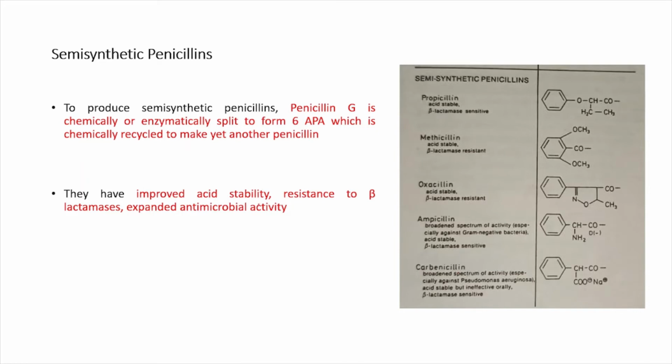Now, there are some semi-synthetic penicillins. What is the difference between biosynthetic and semi-synthetic penicillins? The biosynthetic penicillins are fully produced within the cells of the fungus, Penicillium chrysogenum. Semi-synthetic, as from the name, means half of it is synthesized biologically by the fungus and the other half is made artificially. That is why it is called semi-synthetic. They are actually derivatives of natural penicillins, or derivatives of 6-amino penicillanic acid, whichever way you want to call them.